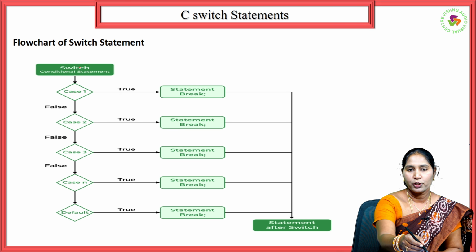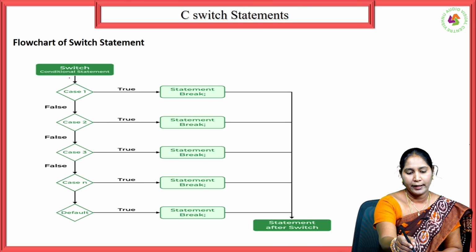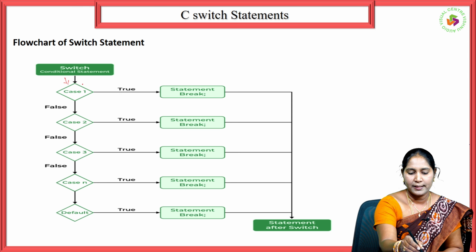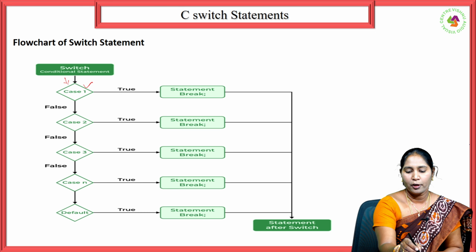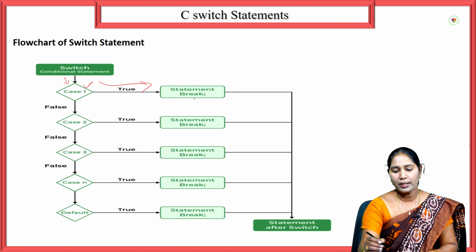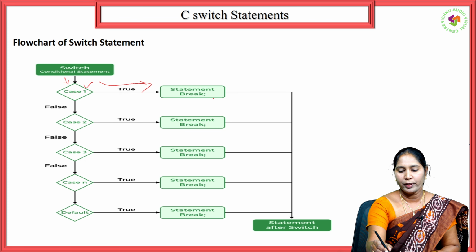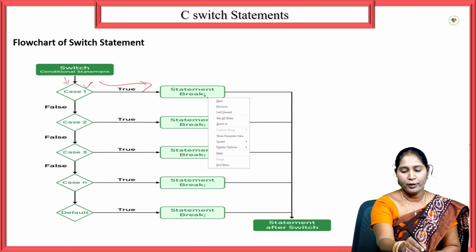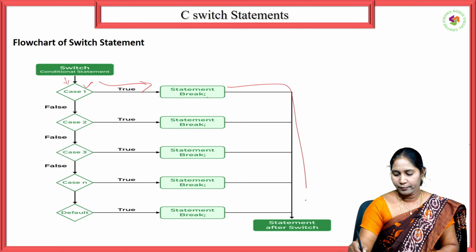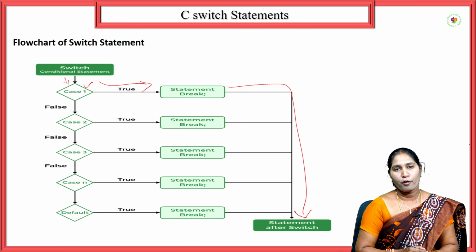Okay, so the switch expression or conditional statement is used. Then the control moves to case 1. If case 1 is satisfied, then the control directly moves to the statements that I have used in case 1. Those particular statements will be executed and I'll be using break. Then the control will directly come from here to the statements that follow the switch.